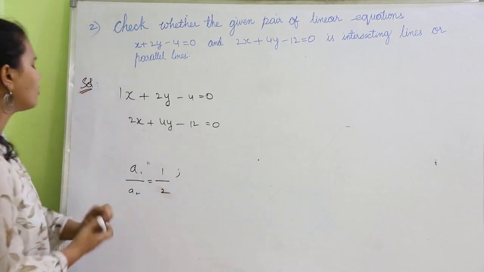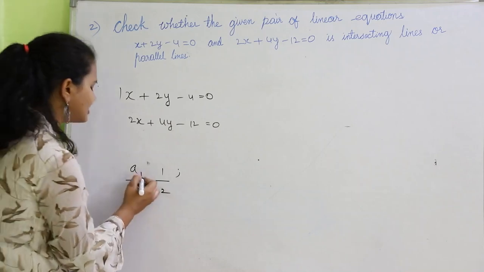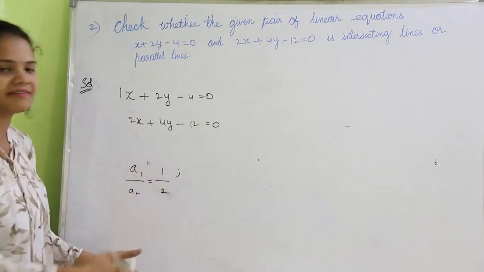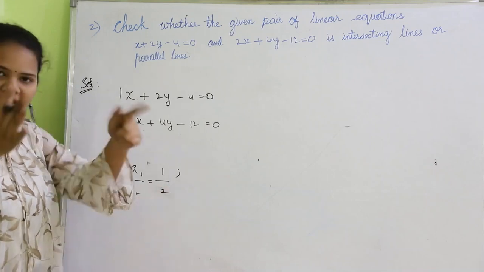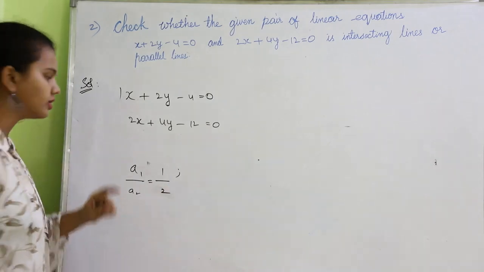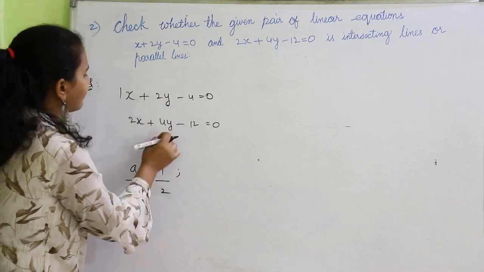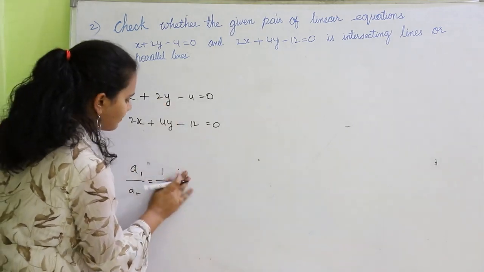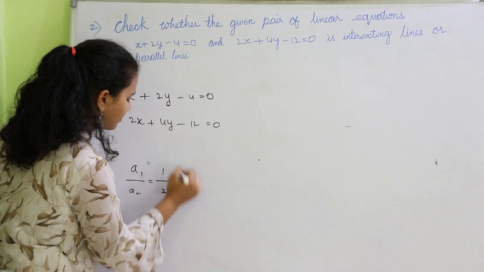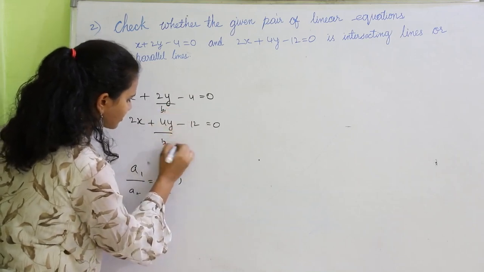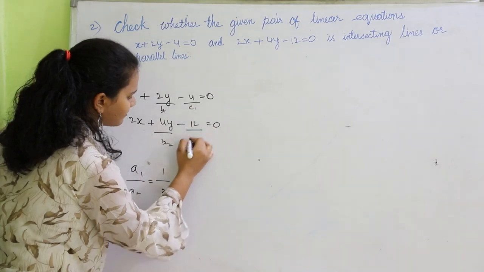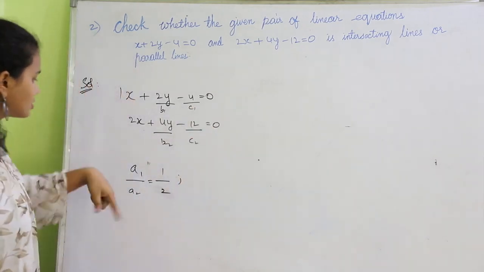1 by 2. Or guys, you can first find the a1 value, a2 value, b1 value, b2 value. Then you can also make a1 by a2 means 1 by 2 like that. Also it's good. Now here you have the second one, 2 by 4, where b1 by b2. So this will be b1 and this will be b2, and c1 goes like this.